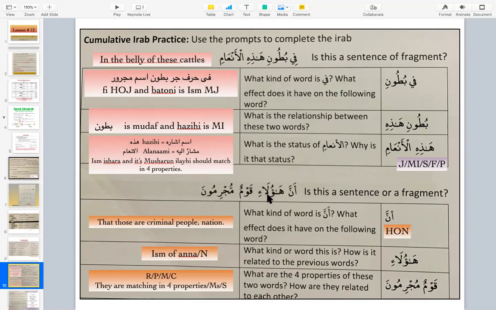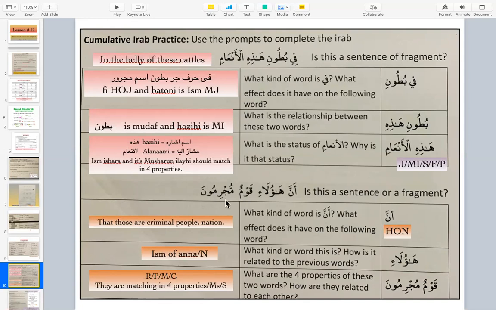Okay, so this haula is my ismu anna. And then qawmun mujrimun. After haula, I don't have al. So that means this is my sentence now. Now qawmun mujrimun, I need to think, do they have any relation in between? So qawmun is our rafa, and qawmun is plural, considered masculine plural, and qawmun is common.